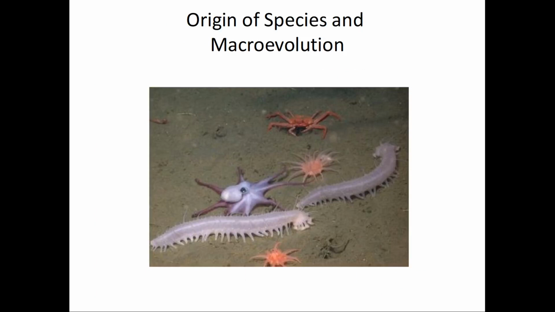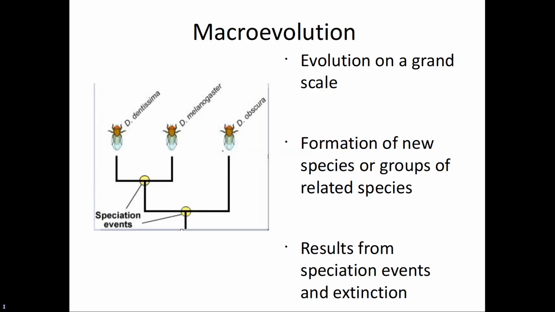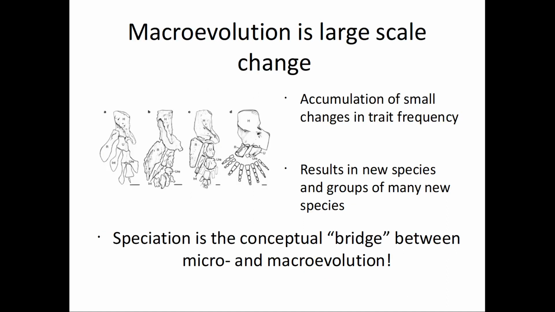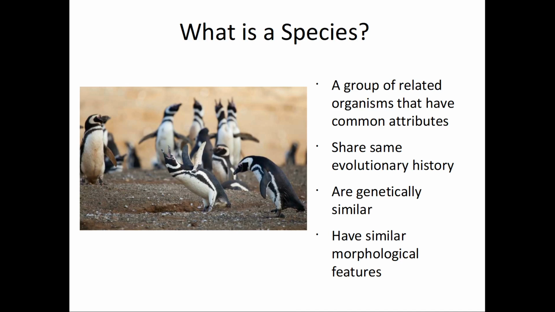All right. So we're going to talk about the origin of species, how species come about, how we end up with different species. So macroevolution, that's evolution on a grand scale, formation of new species or groups of related species, results from speciation events and extinction. All right. So we have the accumulation of small changes in trait frequency results in new species and groups of many new species. So speciation is a conceptual bridge between micro and macroevolution. Basically, the evolution on the small scale and then evolution over a population size.